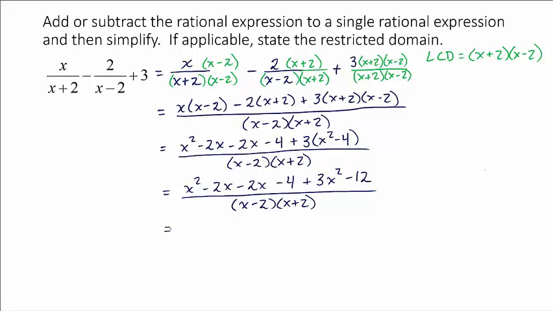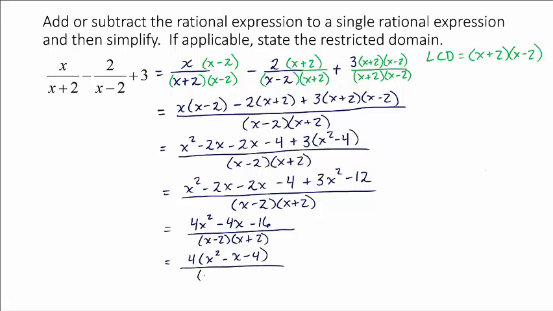Let's combine like terms in the numerator. X squared and 3x squared is 4x squared. And negative 2x minus 2x is minus 4x. And negative 4 minus 12 is minus 16. Okay, all over x minus 2 times x plus 2. Okay, so I can see in the numerator if I factor a 4 out, I'm going to have 4 times the quantity x squared minus x minus 4 all over x minus 2 times x plus 2.